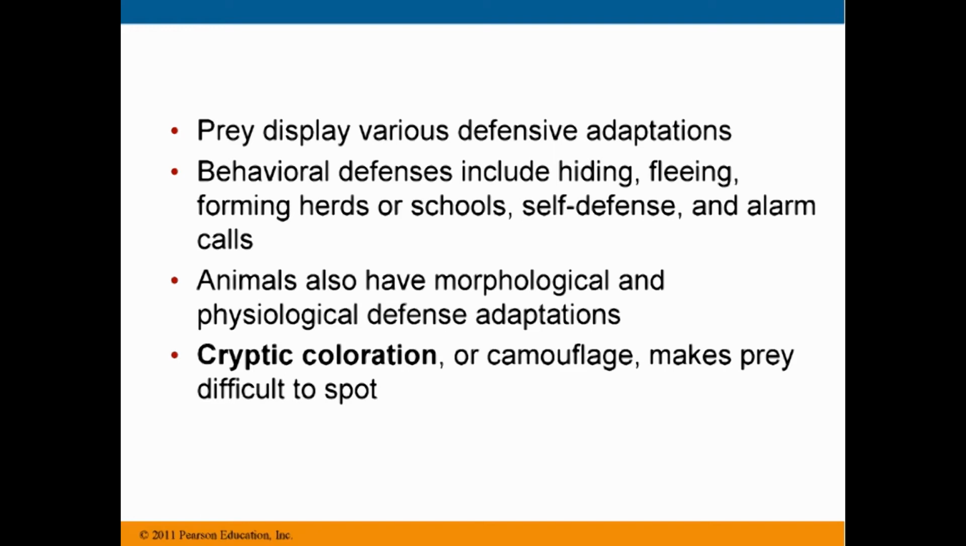Okay, so fighting back. We might see alarm calls in certain organisms as well. Okay, so all of this would be tied into behavior. Animals also have morphological and physiological defense adaptations. So you might see cryptic colorations or camouflage that might make our animal very difficult to see. Okay, so make sure you know all the behavioral defenses and cryptic coloration.